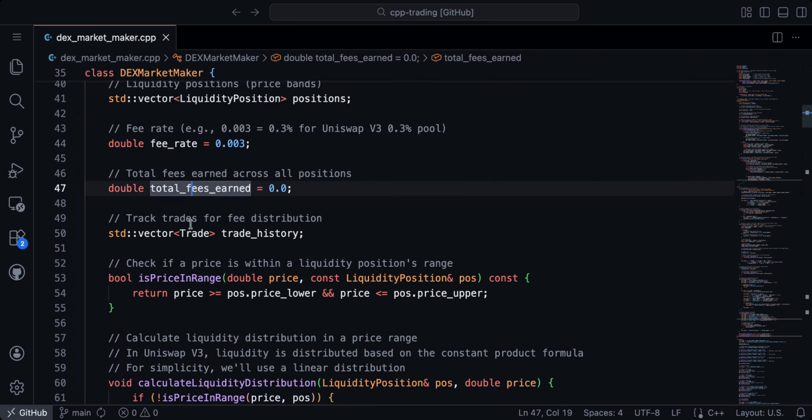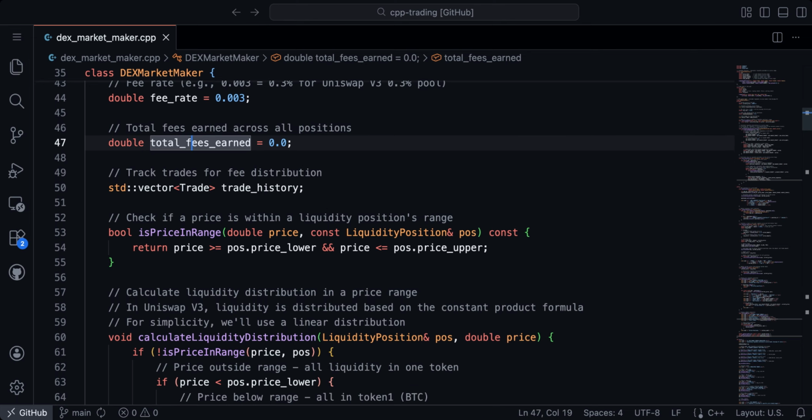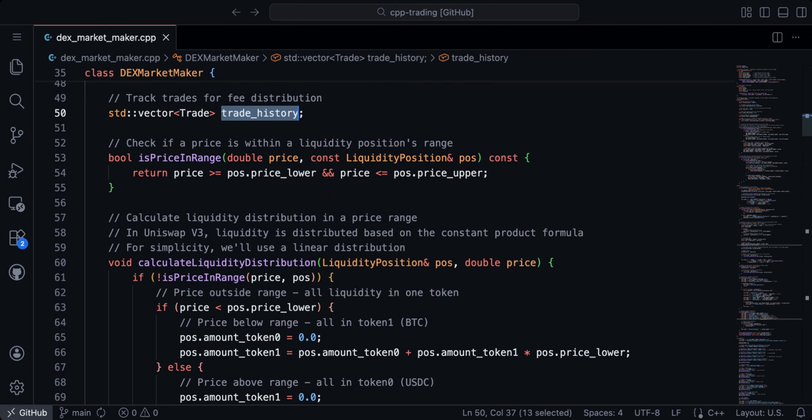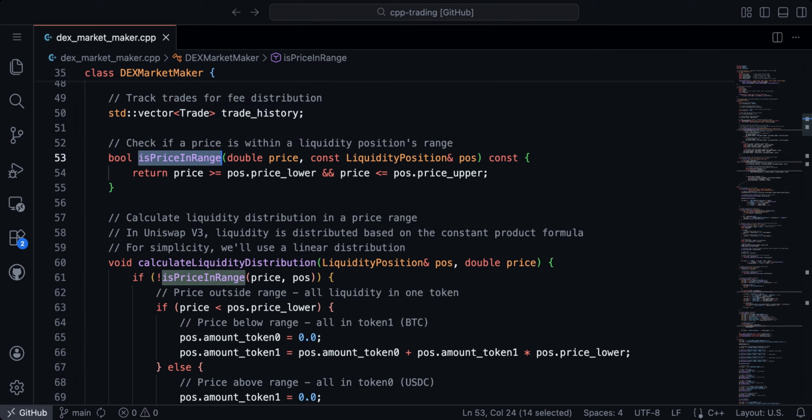We have total fees earned as a double, initialized to 0.0, tracking the cumulative fees earned across all positions. We have trade history as a vector of trade objects, storing all trades that have occurred for analysis and tracking purposes. The class has several private helper methods. The isPriceInRange method takes a price as a double and a constant reference to a liquidity position, and returns a boolean. It checks if the given price falls within the position's price range by comparing price to pos.price lower and pos.price upper. This method is marked as const because it doesn't modify any member variables.